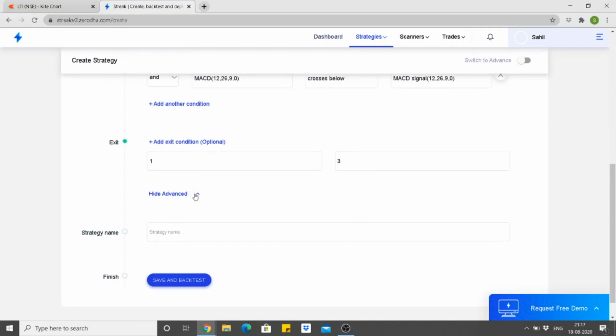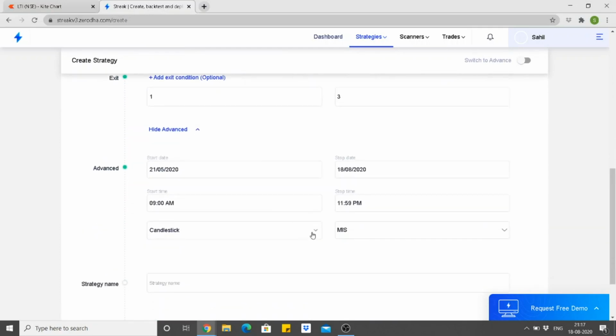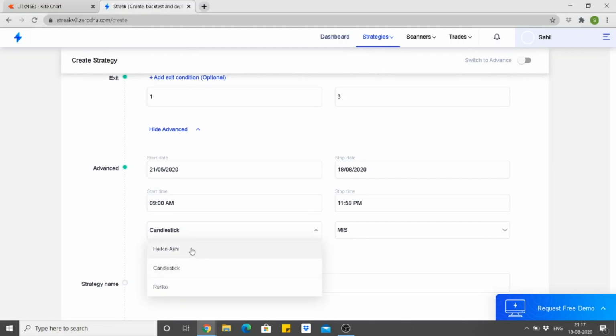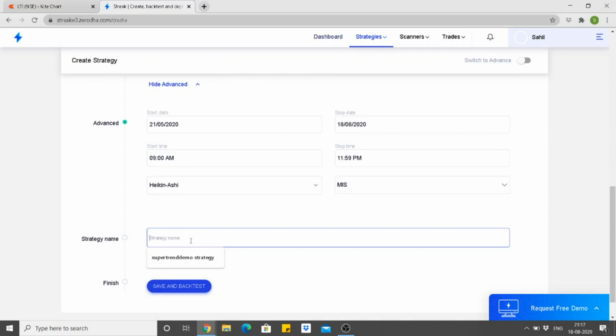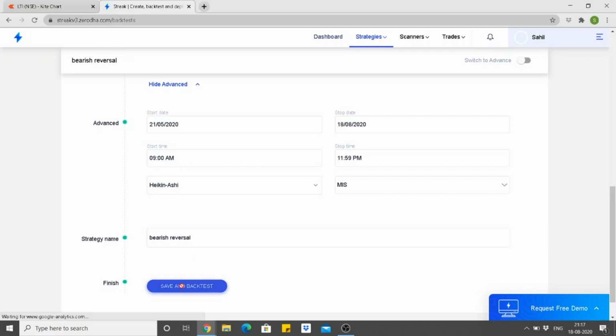Okay, great. In the advanced section, I will be changing candlestick to Heikin-Ashi because this is a Heikin-Ashi strategy. We will let the order type remain as MIS because this is an intraday strategy. Let's now give this strategy a name. This is a bearish reversal. I would now like to save and backtest.